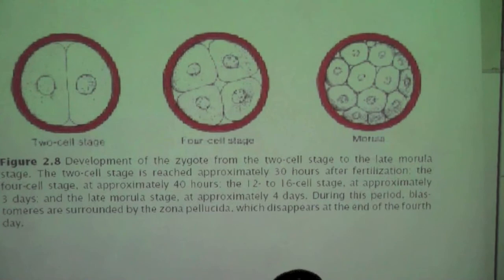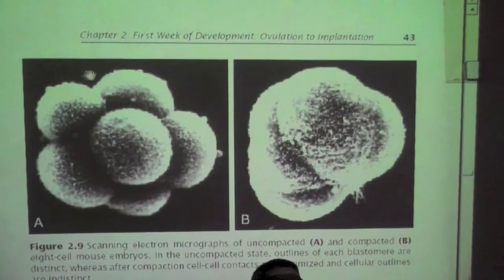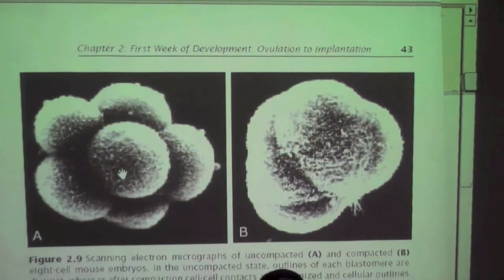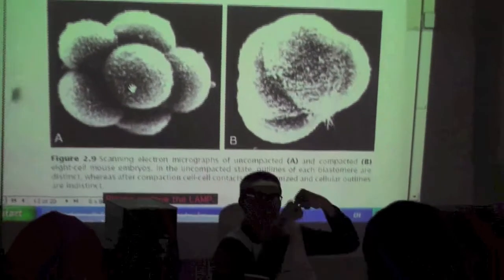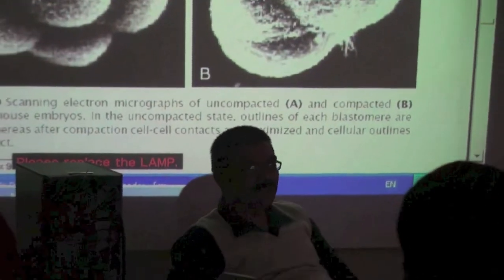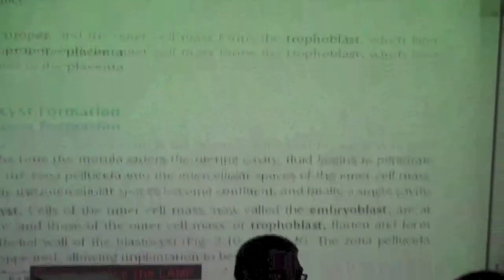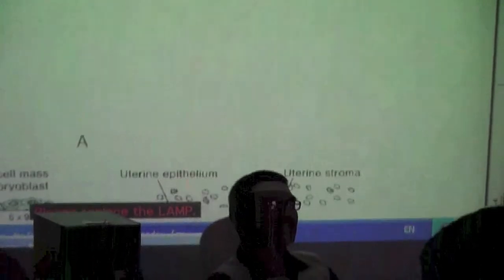Okay. Now you can see. Zona pellucida is still there. Now this process is called compaction. The cells are close together. They are attached with one another, adhere with one another. They are compact cells. You can see them. Real picture. Yeah, morula. Yeah, they have junctions.